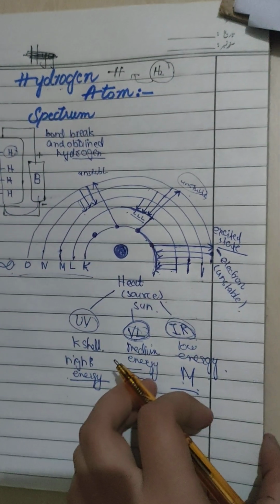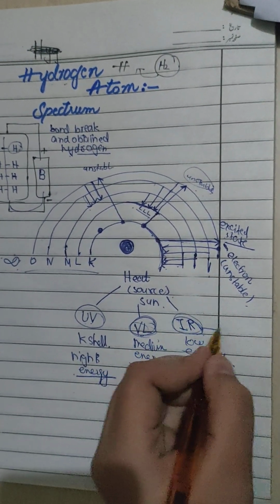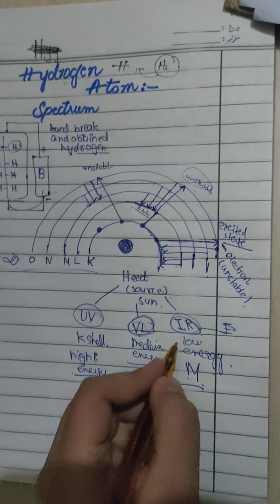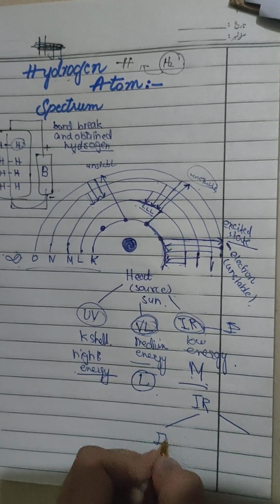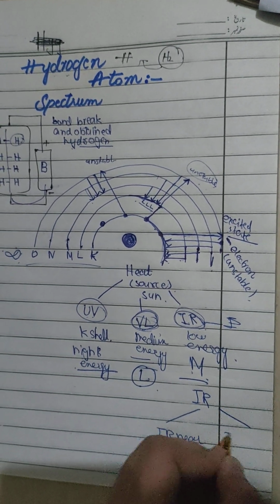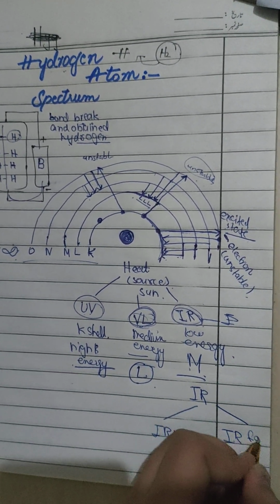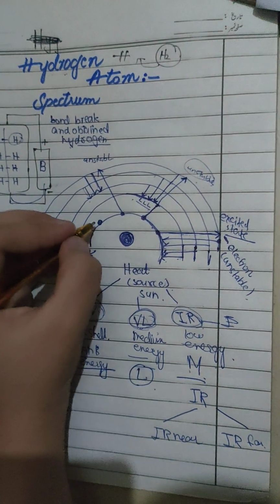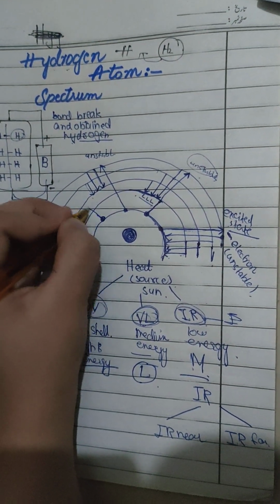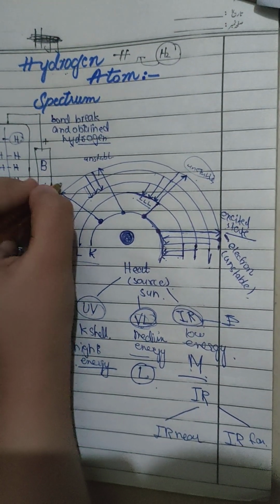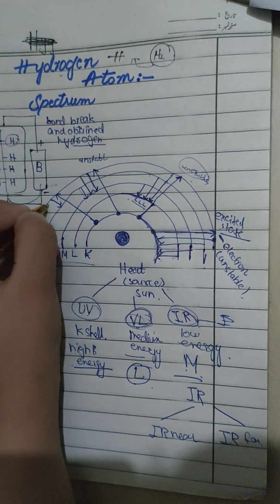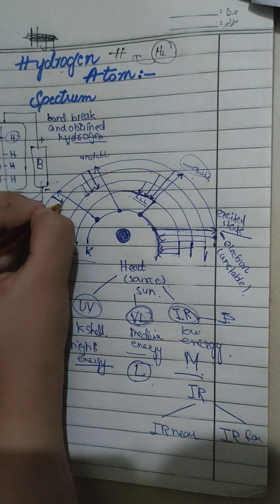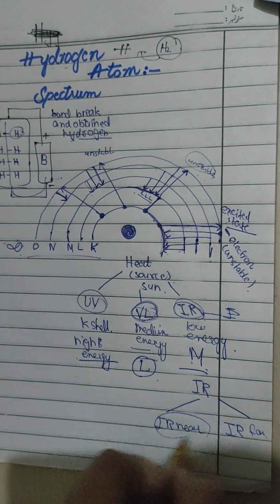Now here we have another two things: IR has two types, IR near and IR far. Fine. So IR near is basically when the electron gets excited, it becomes unstable here, so it will move to the N shell. Fine, it will move to the N shell. So this is IR near.